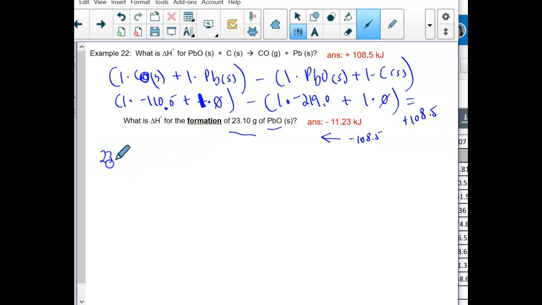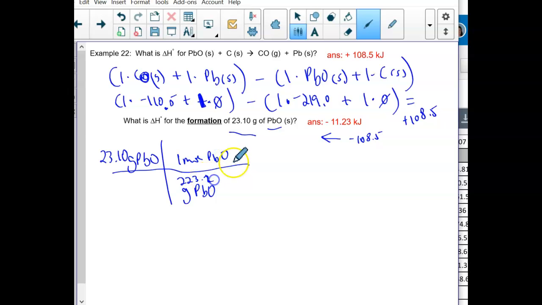So we're going to start with 23.1 grams of PbO. We're going to use a periodic table and look up the molar mass of lead oxide. So lead oxide, I already looked it up just for time. I'm going to grab it: 223.2. So I calculate 1 Pb and 1 O, 223.2 grams per every 1 mole of PbO.